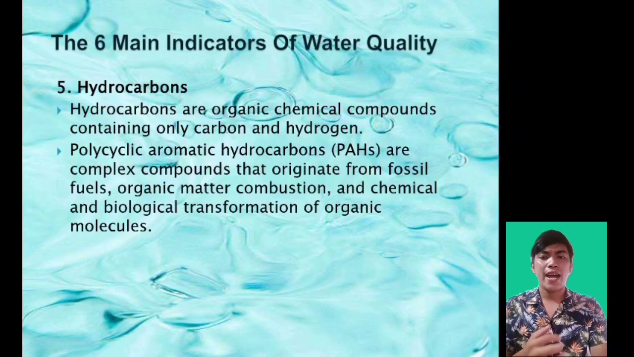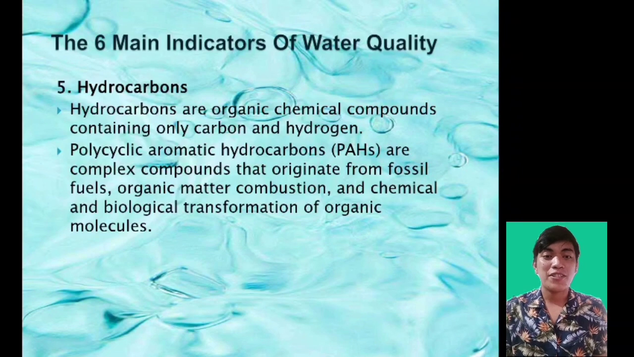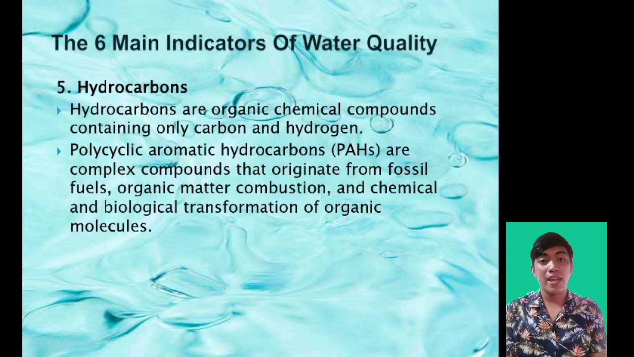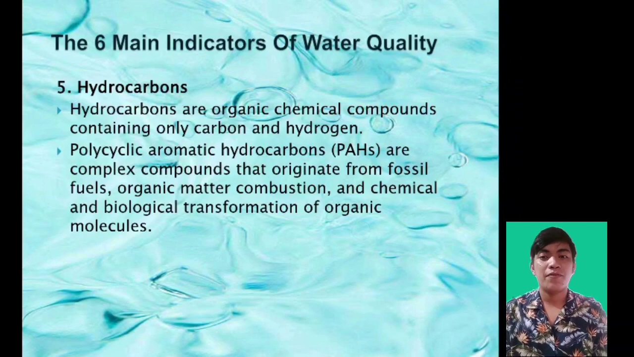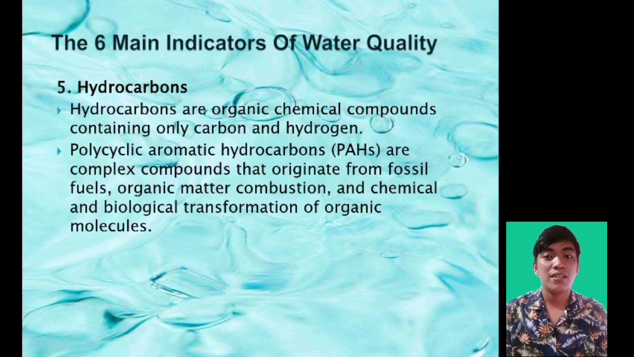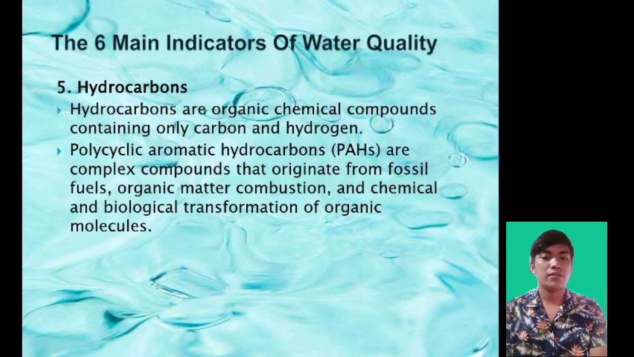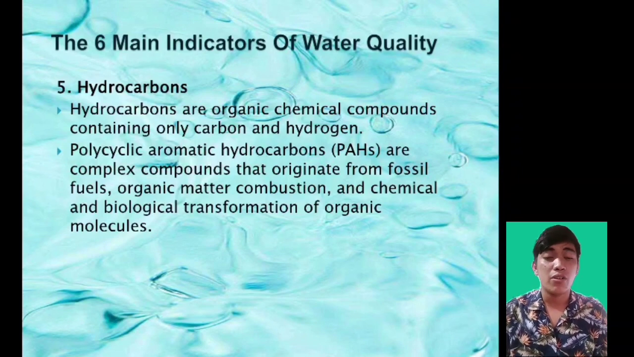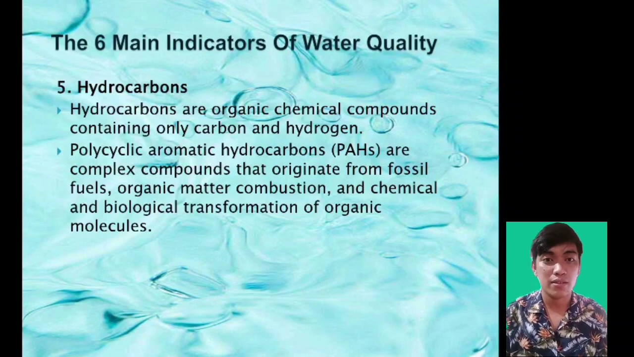So number 5, hydrocarbons. Hydrocarbons are organic chemical compounds containing only carbon and hydrogen. Polycyclic aromatic hydrocarbons, or PAHs, are complex compounds that originate from fossil fuel, organic matter combustion, and chemical and biological transformations of organic molecules. They are known to cause cancer and are toxic to aquatic organisms when found in water.